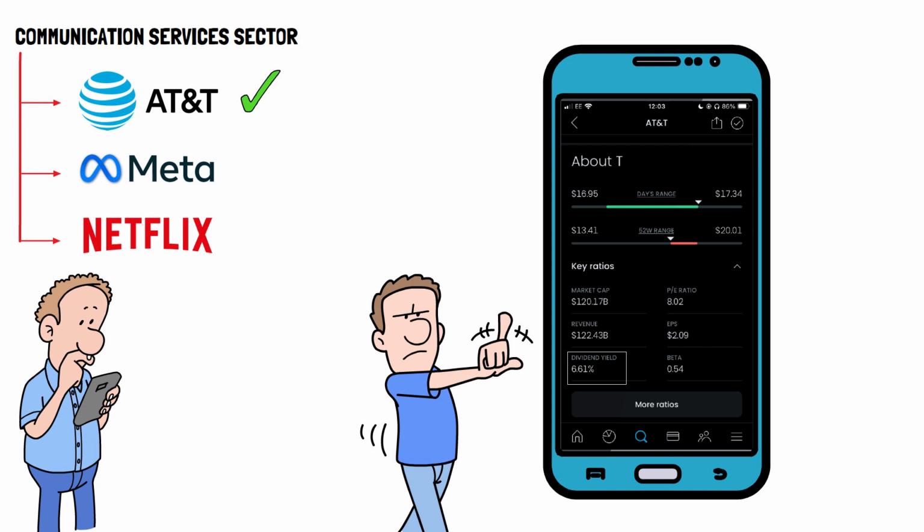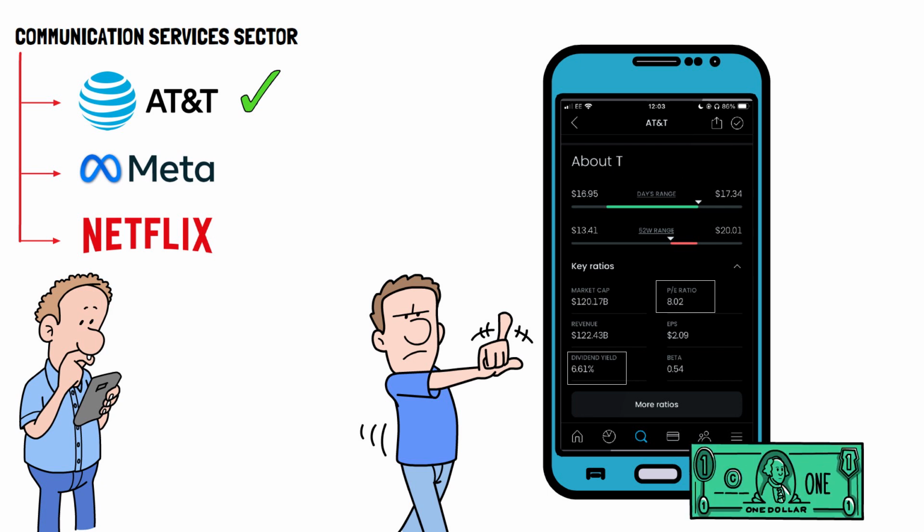Its PE ratio is 8.02. And if you're not sure what this means, it's the relationship between the company's stock price and the earnings per share. So the lower the PE ratio, the less you're paying for $1 of profit per share. With that in mind, a lower PE ratio means the stock is potentially cheaper. Finally, the last metric I want to compare here is the beta. This is how volatile the stock is compared to the market as a whole. In this case, AT&T is pretty low.